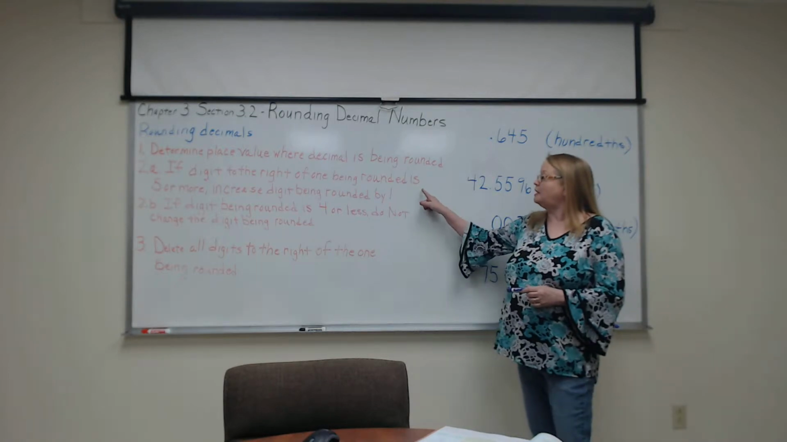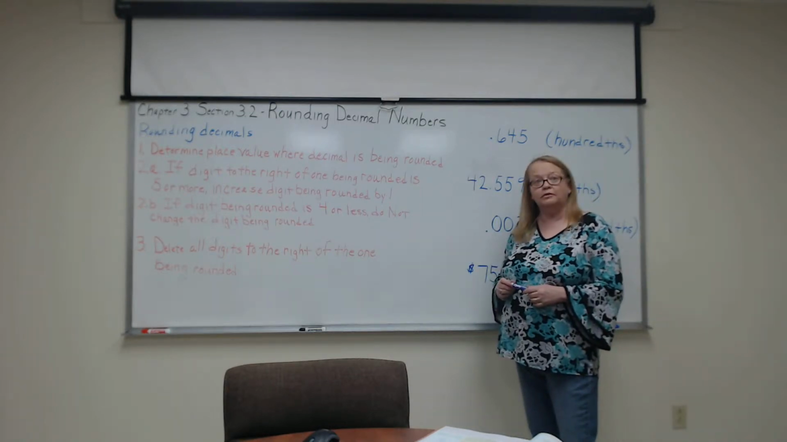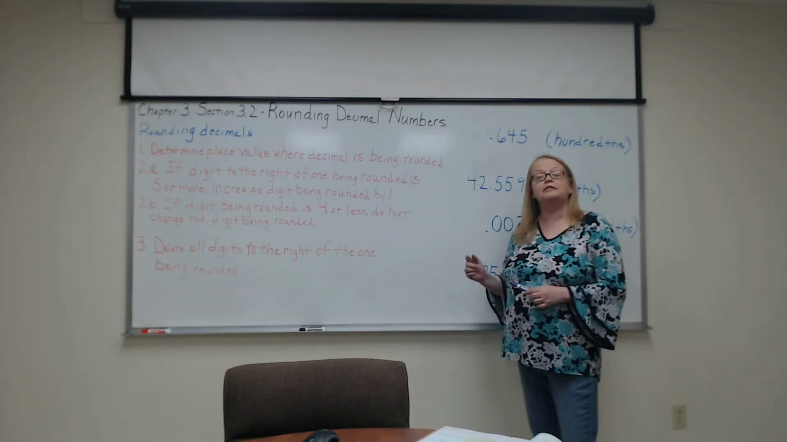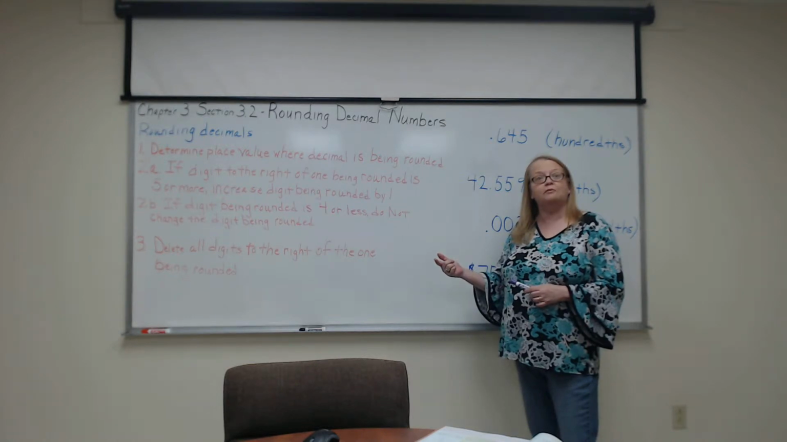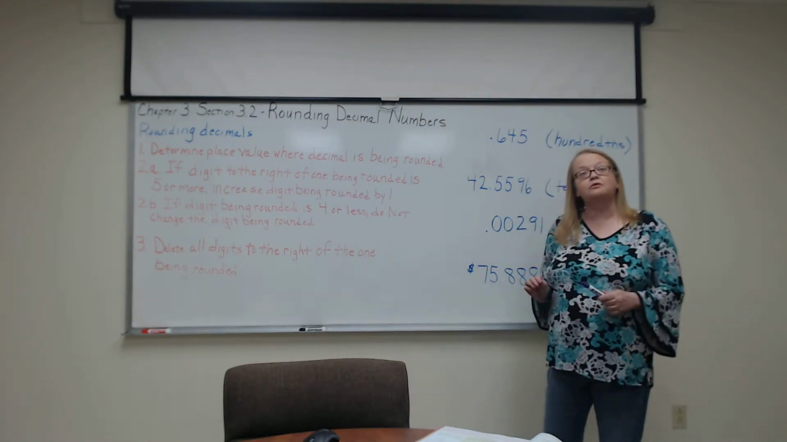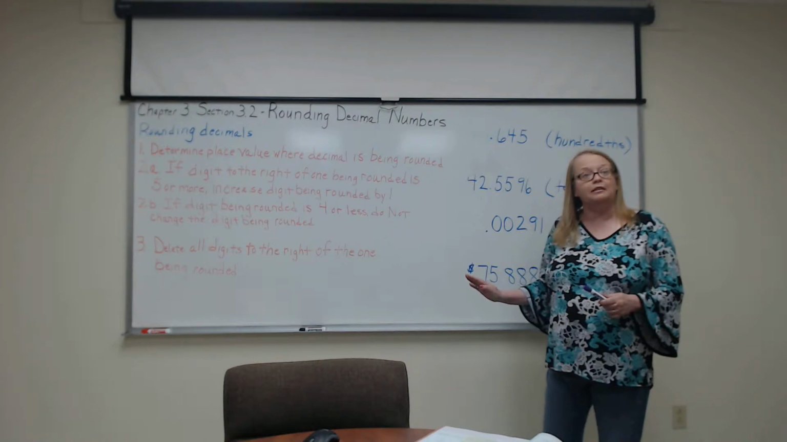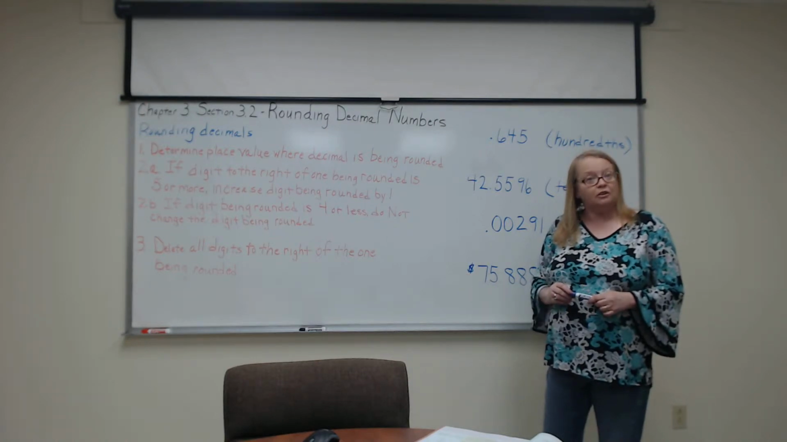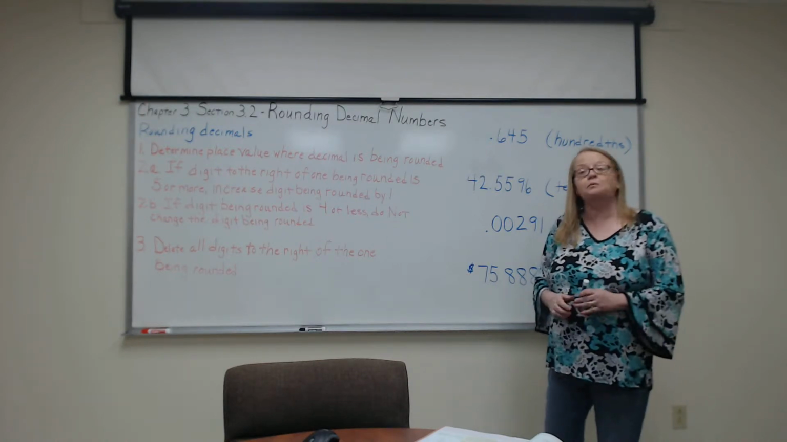Now, if the digit is 5 or more, then we're going to increase the digit that's being rounded by 1. If the digit that's next to the one we're rounding is 0 through 4, the digit is going to remain the same. And then we're going to drop all other remaining digits. So let's take a look at a couple of examples and see how we would do this.